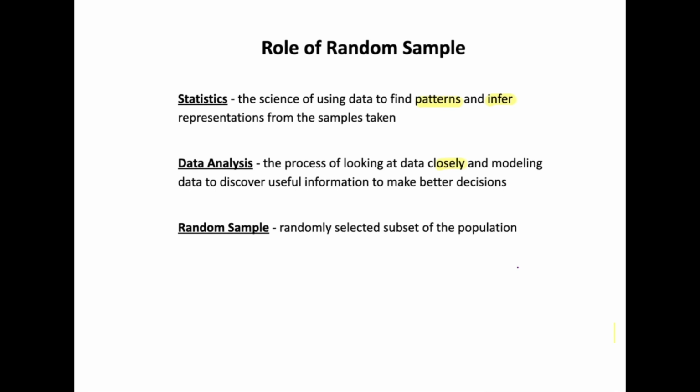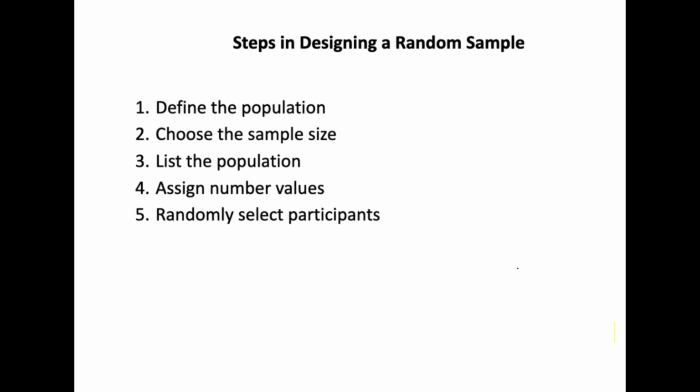This is so that our data set is not biased and truly represents the population that we are collecting data on. A random sample is a randomly selected subset of the population. The key word there is random. If you are collecting data or conducting a survey, there are steps so that you can design a random sample.